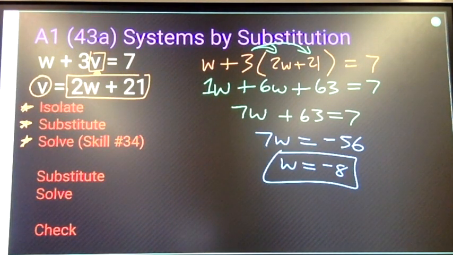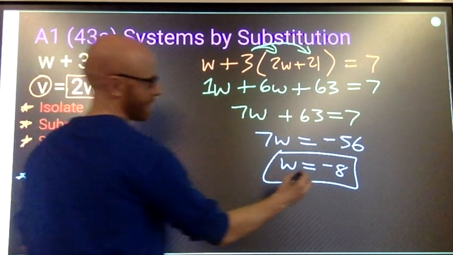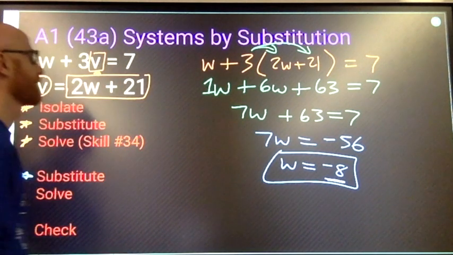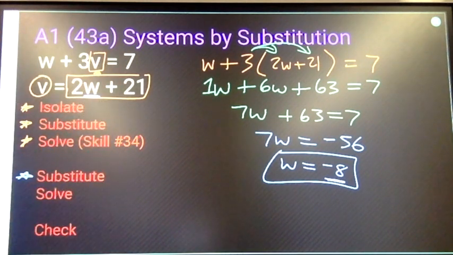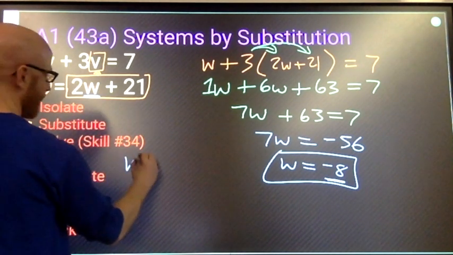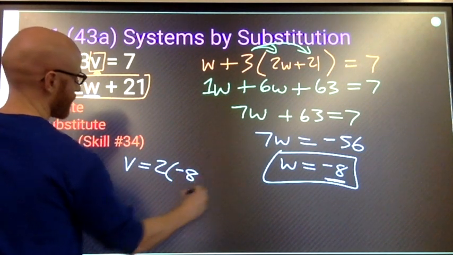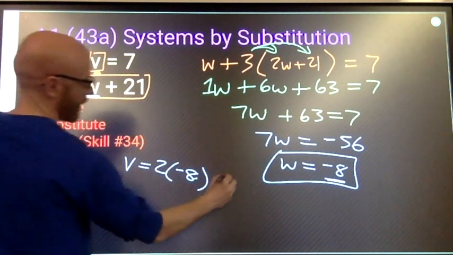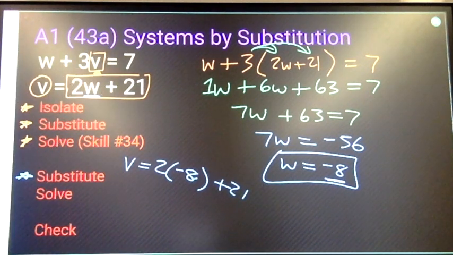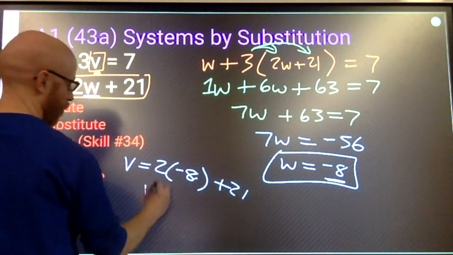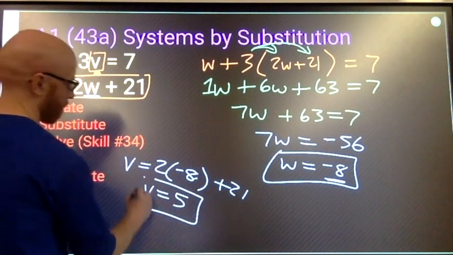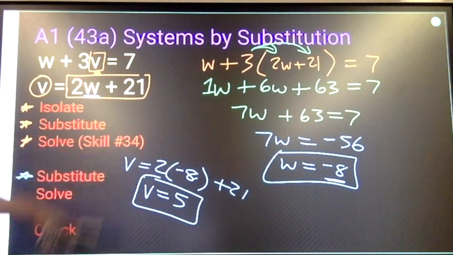Halfway done. I'm going to substitute again. This time, I'm going to use negative 8 in place of w here. So we have v equals 2 times w plus 21. Negative 16 plus 21 is 5. w is negative 8, v is 5.